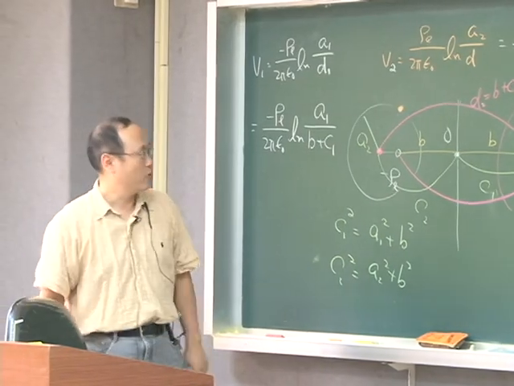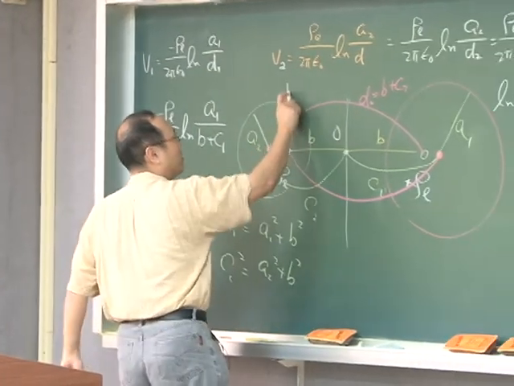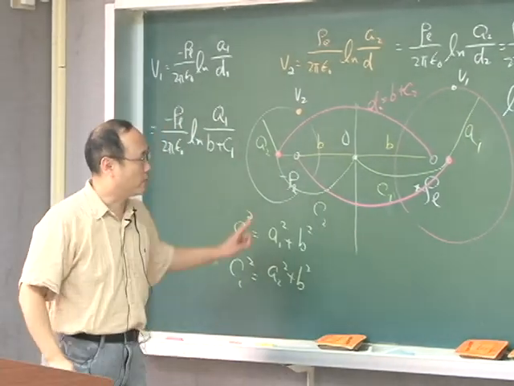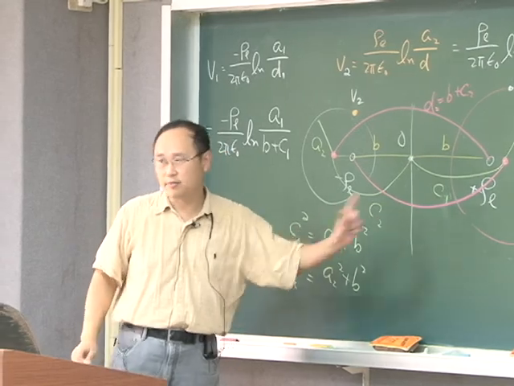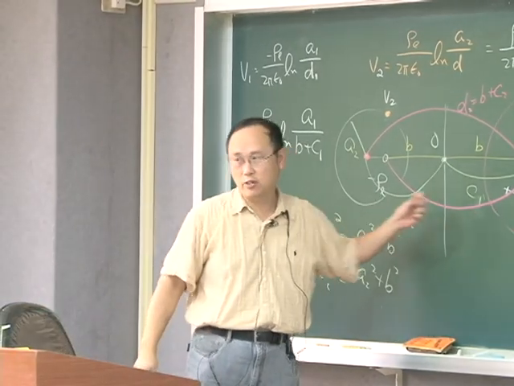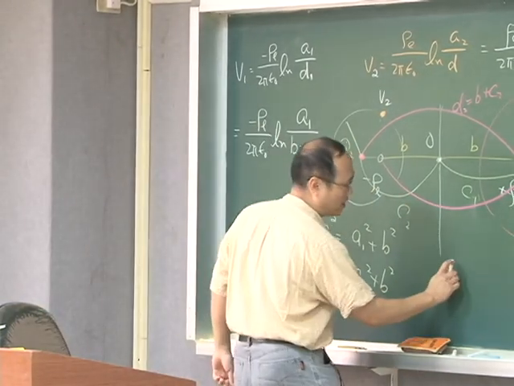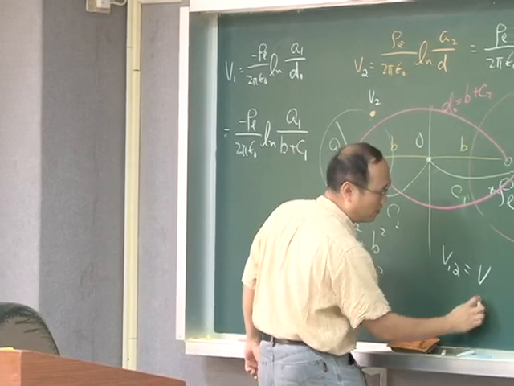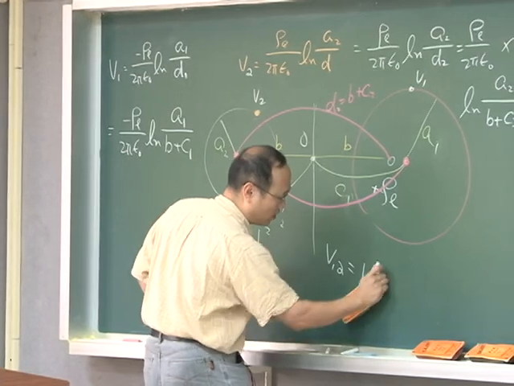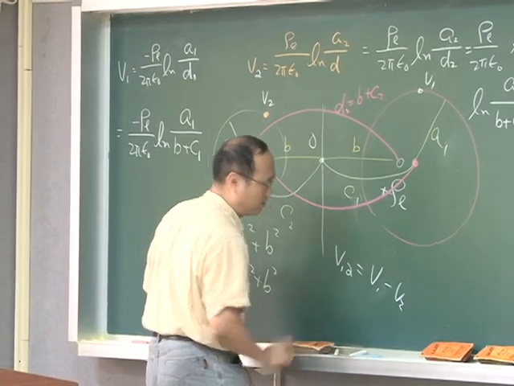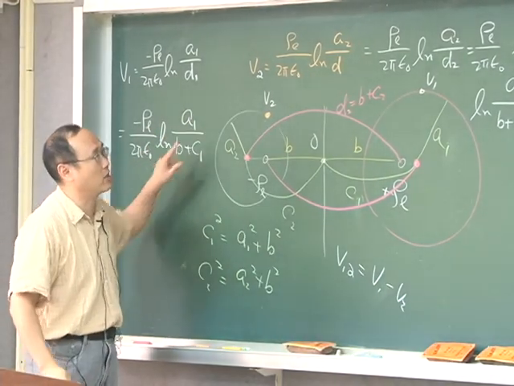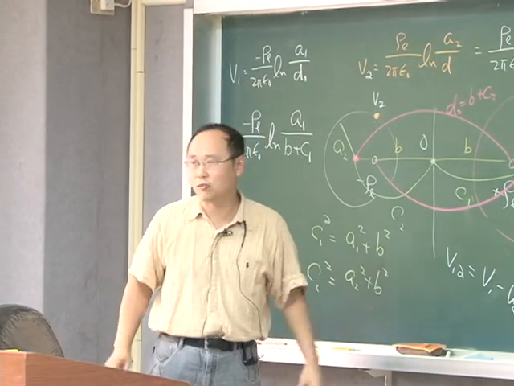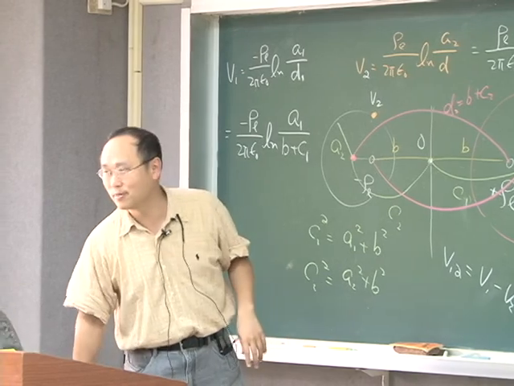Okay. So this is V2, this is V1. If you want to figure out the voltage difference between these two circles, then V12 is going to be equal to V1 minus V2. So you do a subtraction of these two voltages, then you get the voltage difference between these two circles.